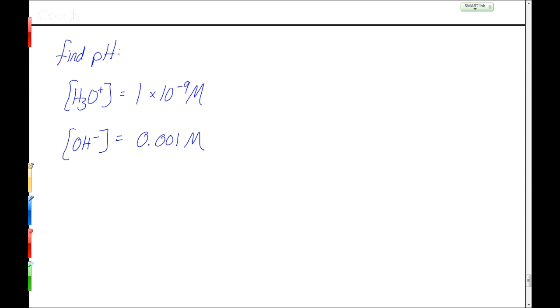All right, so 2 different situations, 2 different solutions. One where the hydronium ion is 1 times 10 to the minus 9 molar, and one where the hydroxide ion concentration is 0.001 molar. So what's the pH of each of those?